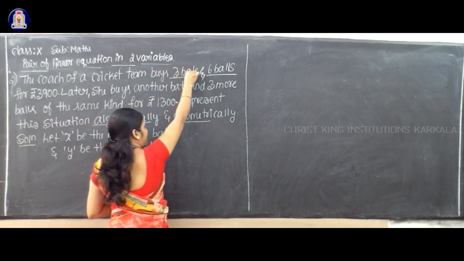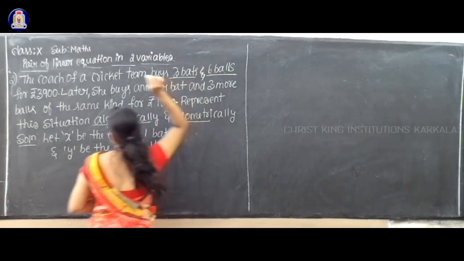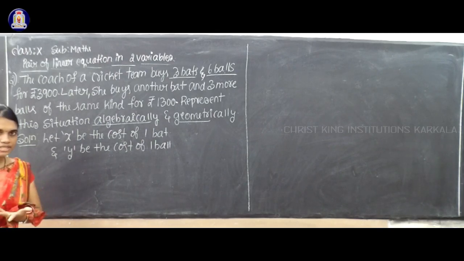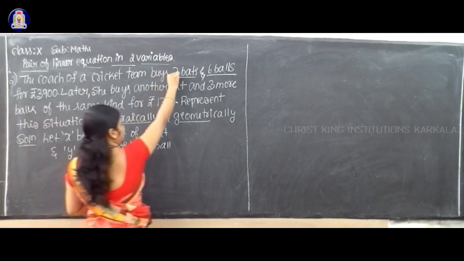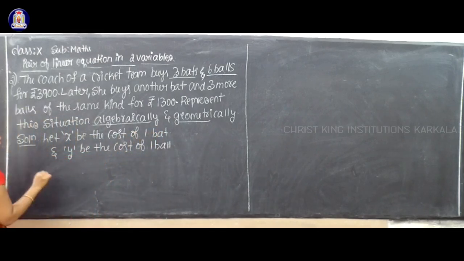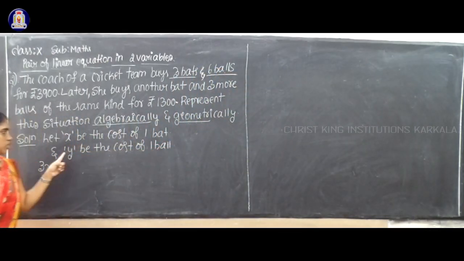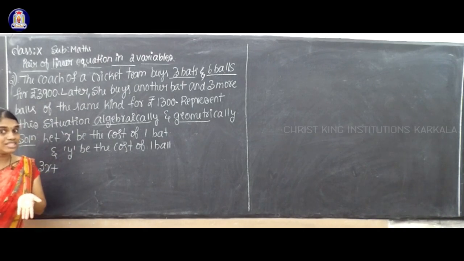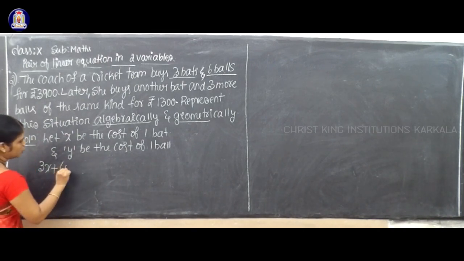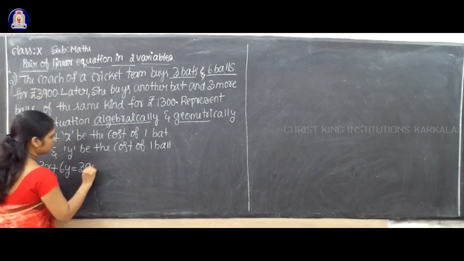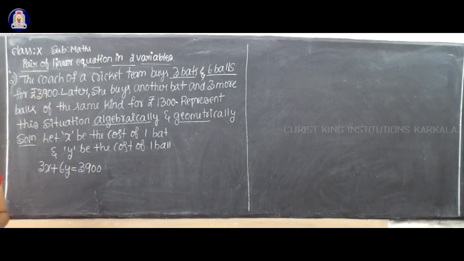Buys 3 bats and 6 balls for rupees 3,900. Means what it means? How to represent this equation? Okay, 3 bats means 3 into X plus 6 balls. Okay, cost of 1 ball how much? Y. So therefore cost of 6 balls is 6y. Okay, what about the total cost? Total cost is 3,900. Okay, yes. Okay, so this is the first equation.